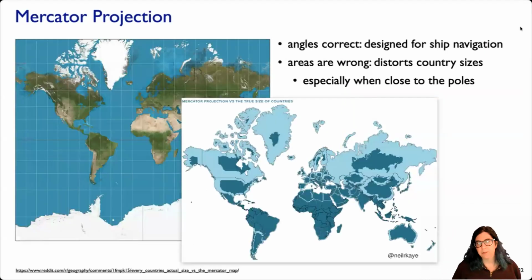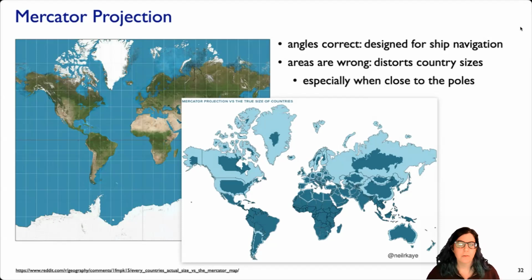So the Mercator projection is a very well-known one, and it was designed to help people navigate ships. So the angles are correct. You can draw lines on it, and they actually correspond to a straight line that is an arc on the Earth's surface. But the areas are wrong. It distorts the size of the countries. So if you're navigating a ship, that's not a problem.